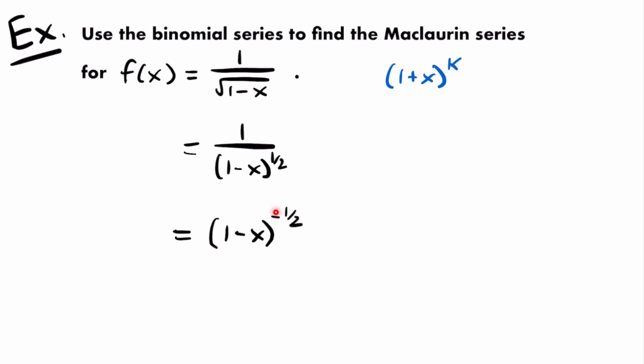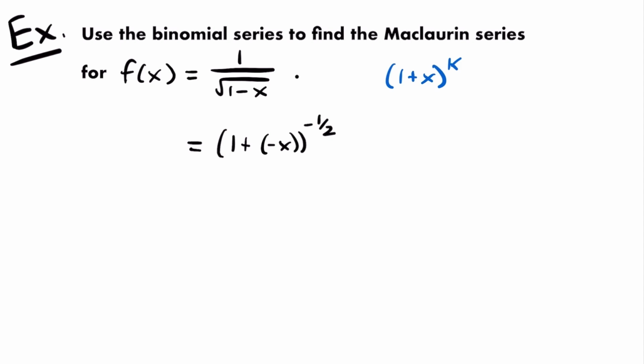Okay, so now we're closer to being in the correct form, but remember, we need to have 1 plus x, not 1 minus x. And so there's an easy way to fix that. Instead of having 1 minus x, we can view it as (1 + (-x)) to the power of -1/2. All right, so we still have 1 plus x, but x will be -x. So when we write out the terms of our binomial series, we will just replace every x with -x. Okay, so if I clean up my work, this right here is what our function is equal to. So f of x is equal to (1 + (-x)) to the power of -1/2.